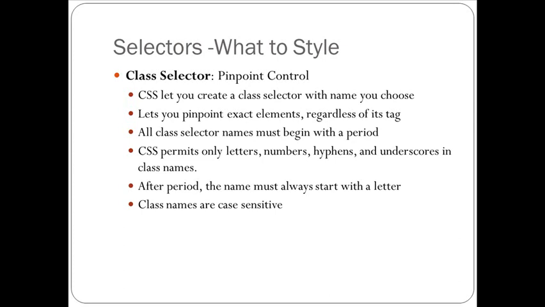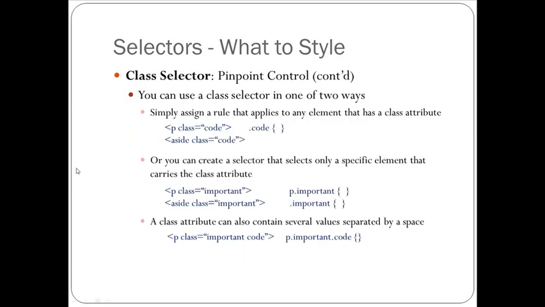CSS allows for letters, numbers, hyphens, and underscores in class names. After the period, though, the name must start with a letter. After that, you can have numbers, hyphens, and underscores. And they are case sensitive. Now, you can use the class selector in one of two ways. One, you could simply assign a rule that applies to any element that has that class. So in this example here, we have a class selector .code.